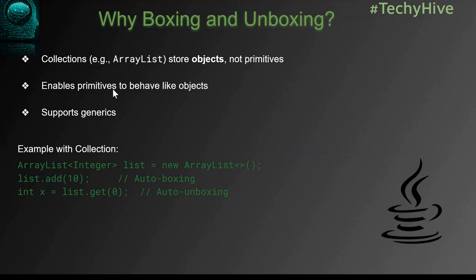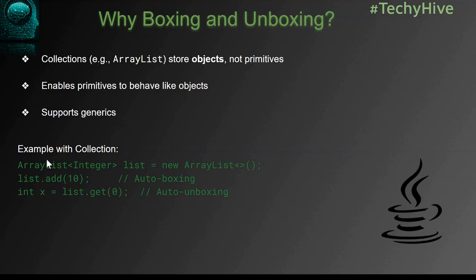Enable primitives to behave like objects. Primitive types are not objects, so to make them behave like objects we need wrapper classes. And the next reason is support for generics. Generics in Java only support objects or classes. So to use generics for primitive data types we need wrapper classes.